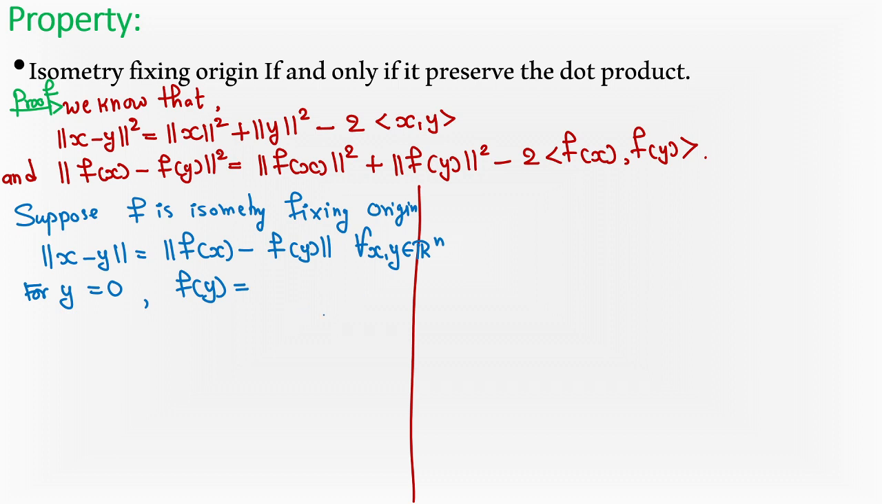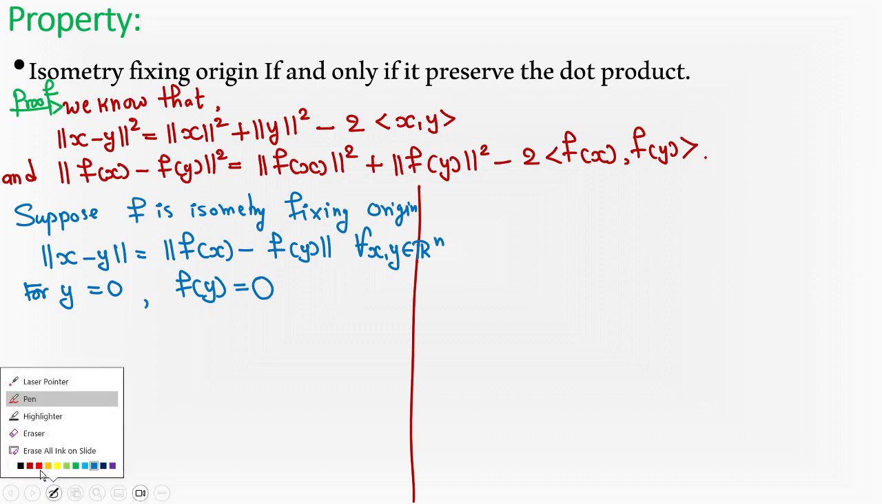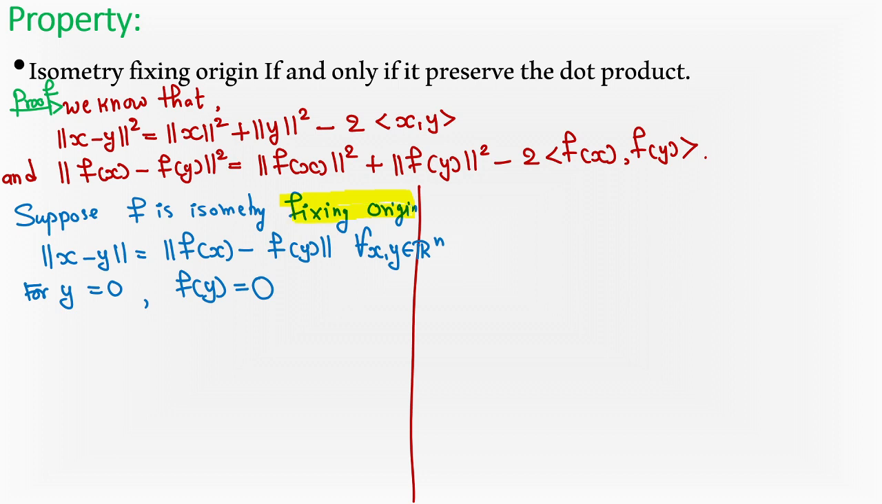My f of y is going to be what? It's going to be 0. Why? Because we know that this isometry is nothing but fixing origin. If it is fixing origin, then my f of y will be 0 since my y equals 0. And so f of 0 must be 0.